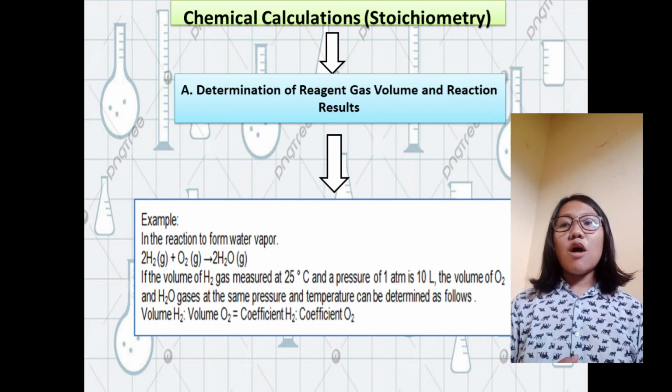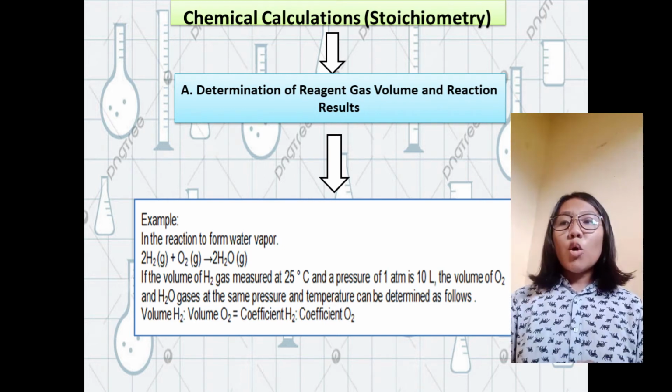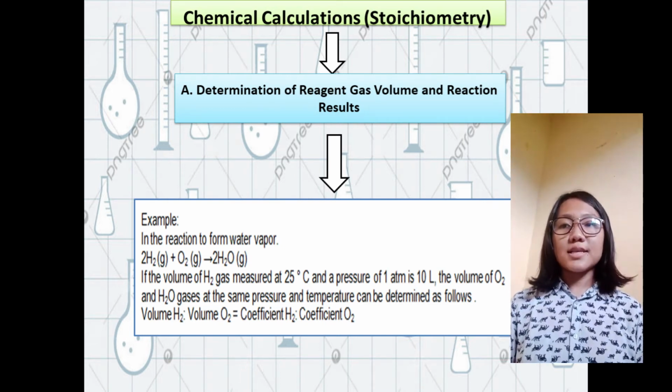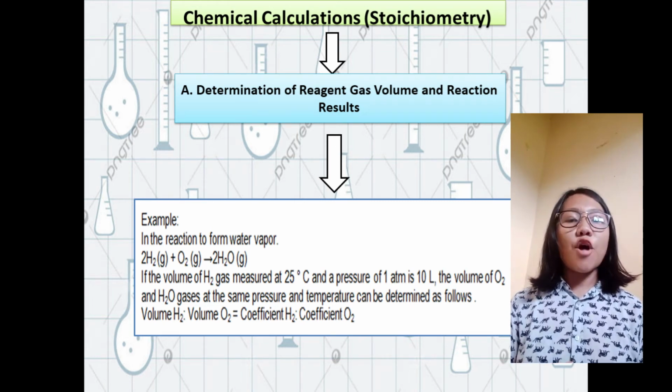The ratio of gas volumes in any reaction is in accordance with the reaction coefficients of the gases. This means that if the volume of one gas is known, the volume of the other can be determined by comparing the reaction coefficients.